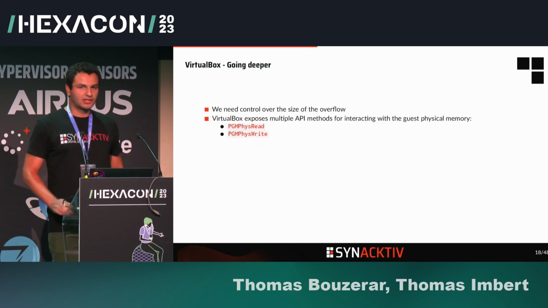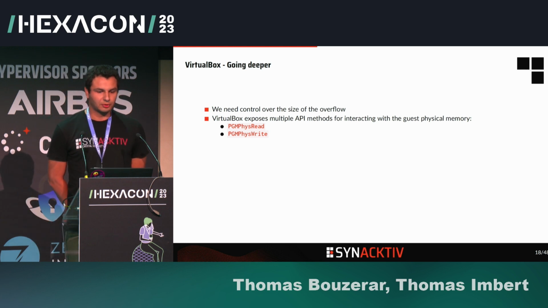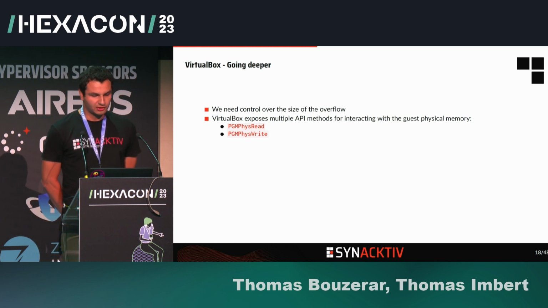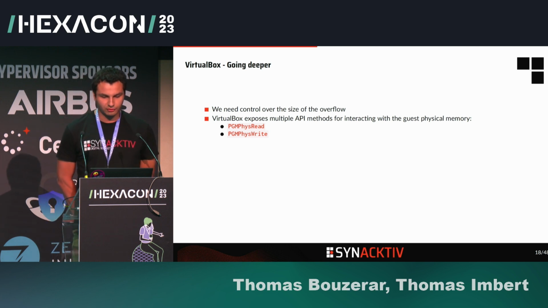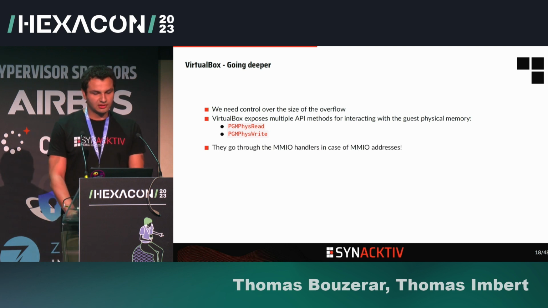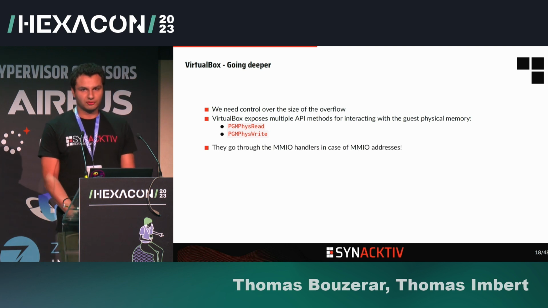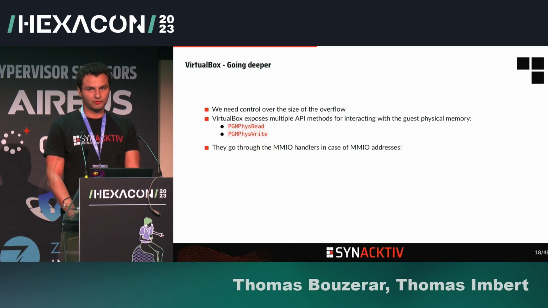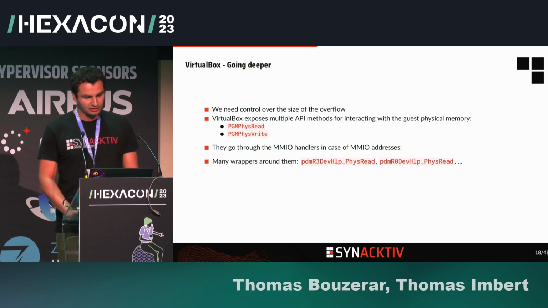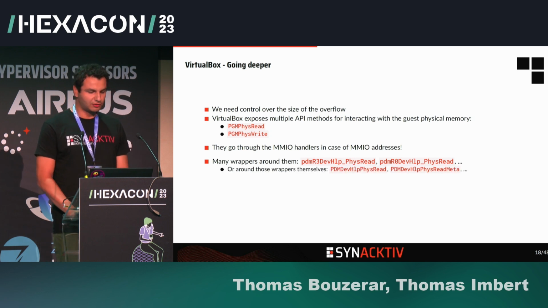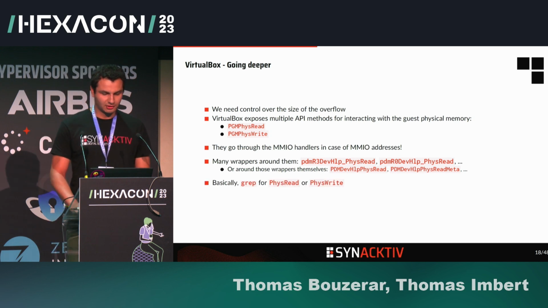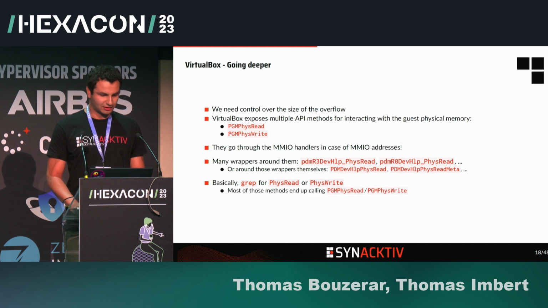So we need control over the size of the overflow to do the partial RIP overwrite. And thankfully, it's quite easy to do DMA in VirtualBox. We have a few nice functions for doing that. And they go through the MMIO handlers in case of MMIO addresses, so this is perfect. We can trigger our stack buffer overflows this way. And there are many wrappers around those two functions, and even wrappers around the wrappers. So basically, we just grep for physread, and we try to find what we can use for this.